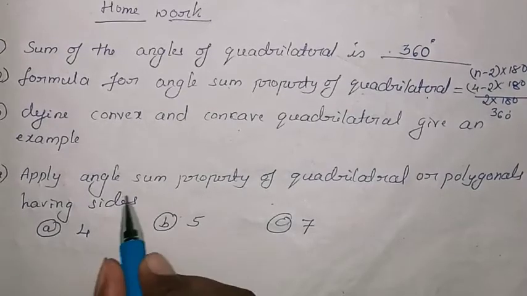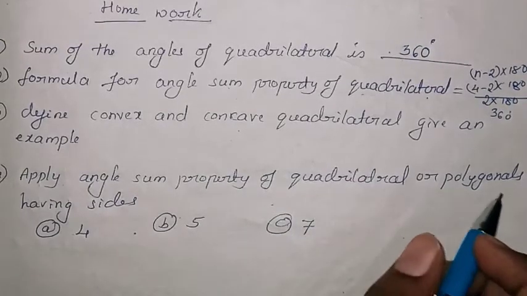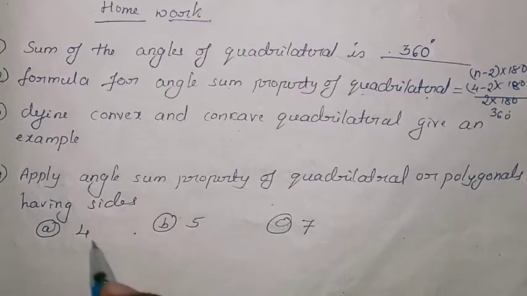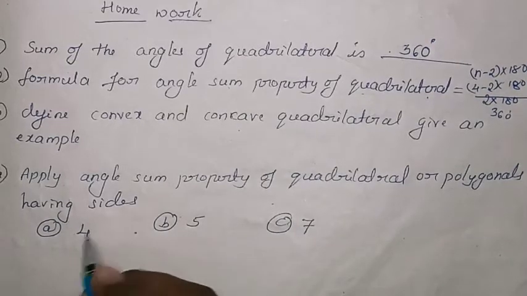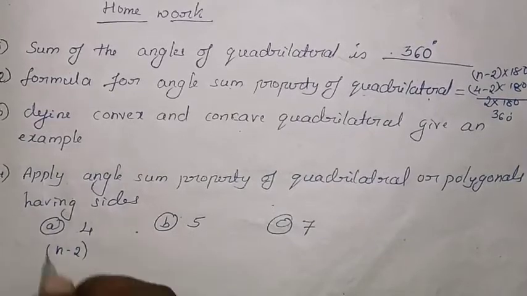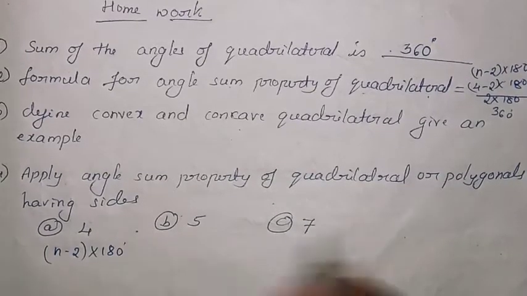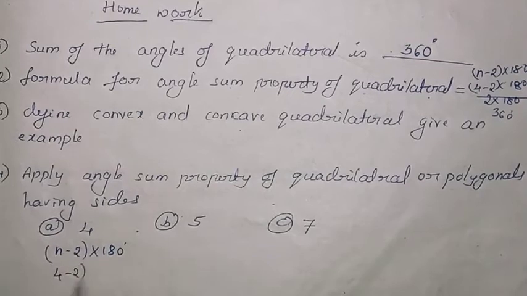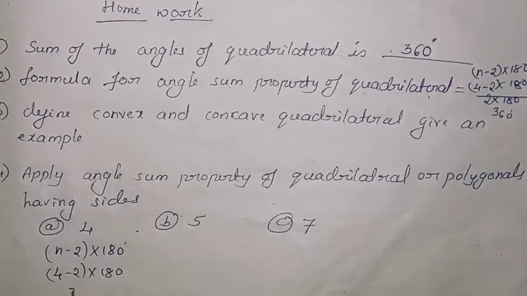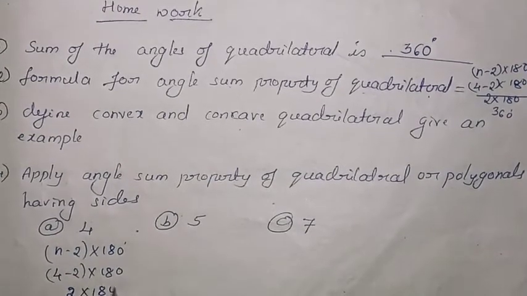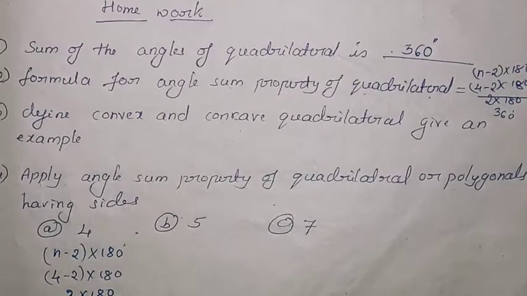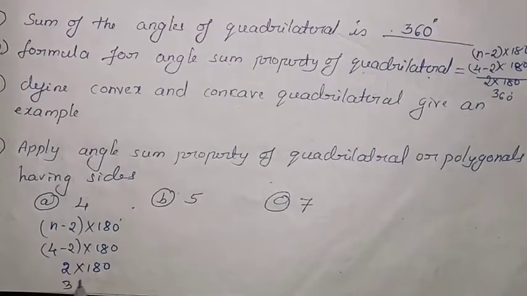Okay, then the fourth one: apply the angle sum property of a quadrilateral or polygons. This one is the quadrilateral; these are polygons having sides. The sides they have given, you have to use the formula (n minus 2) into 180 for every step. So (4 minus 2) into 180, which is equal to 2 into 180, it is 360 degrees.